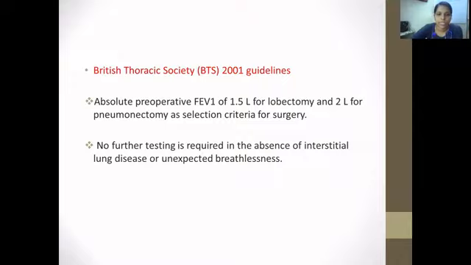According to the BTS guidelines of 2001, an absolute PPO FEV1 of 1.5 liters for lobectomy and 2 liters for pneumonectomy is the selection criterion for surgery. If a patient has an FEV1 of 1.5 liters for lobectomy and 2 liters for pneumonectomy, no further test is needed and we can clear the patient for surgery.